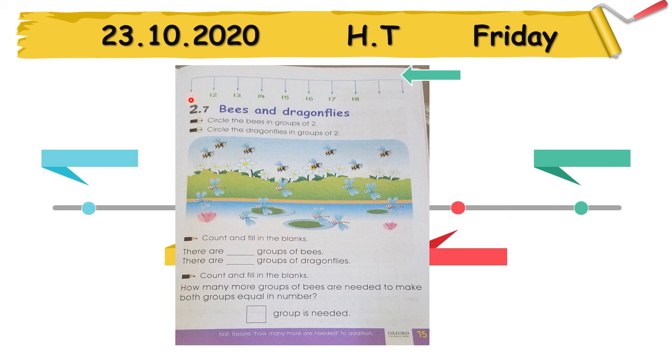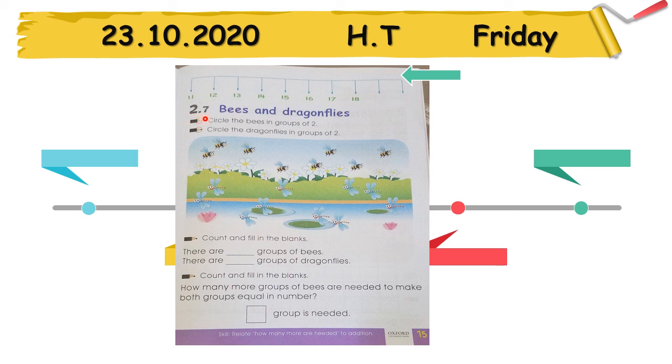You need to complete the number line and you need to find out which numbers are missing. Start from 11, 12, 13, 14, 15, 16, 17, 18. What comes after 18? Excellent, 19. Right here 19, and the last one is 20. Then come on activity.